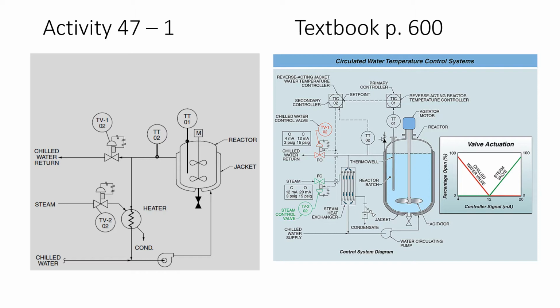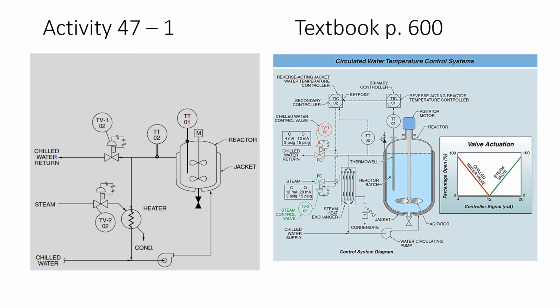An example of where this is done is textbook page 600 in your textbook has a reactor. And so what it says is a batch reactor is used for an exothermic reaction. Temperature of the reactor needs to be raised to a set point and kept there until the reaction is complete. Okay, this is very common in industry.